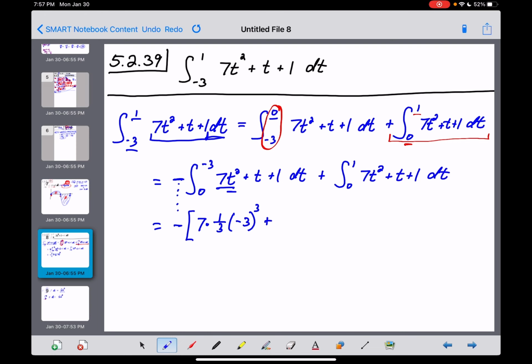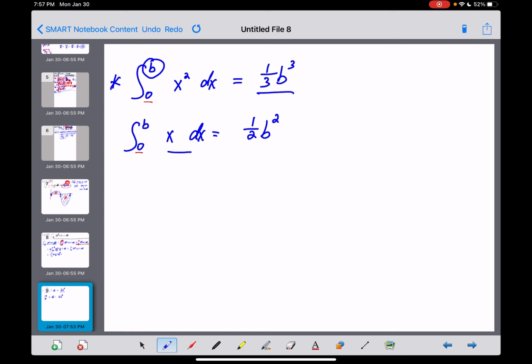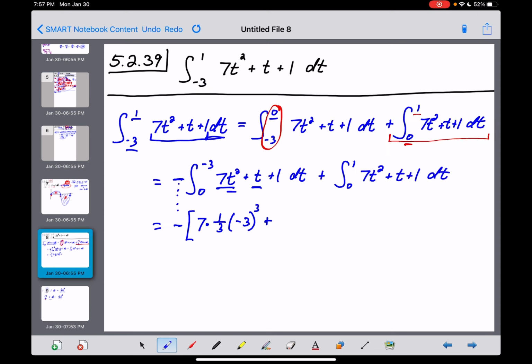Then we've got a plus. Now, the integral of t, a linear function, I did right here, that becomes a 1/2 b squared. So that is going to be a 1/2 times b, your upper limit, which is -3 squared. And almost done here, plus, and I think this was a property here as well, the integral of a constant, everybody, is just going to be whatever that constant value is, which is 1, multiplied by your b value minus your a value. So -3 minus 0.